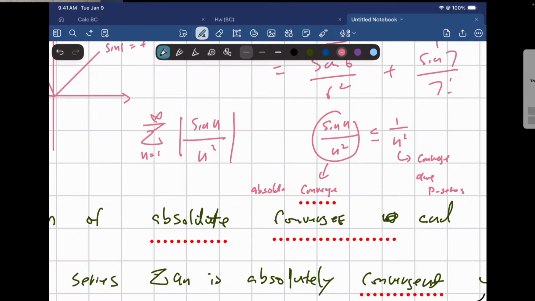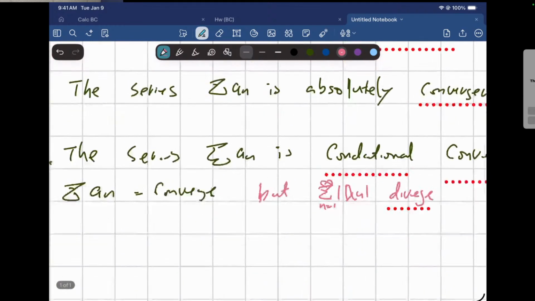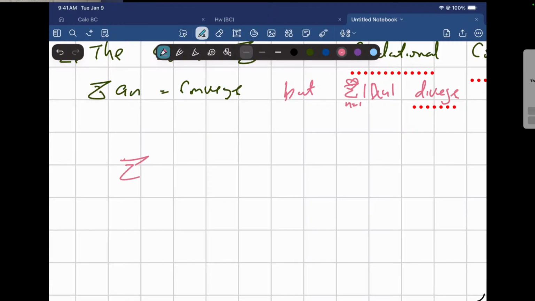So remember the alternating harmonic series. Alternating harmonic looks like what? It looks like the summation from n equals 1 to infinity of (-1)^(n+1) times 1 over n, right? So it looks like this.